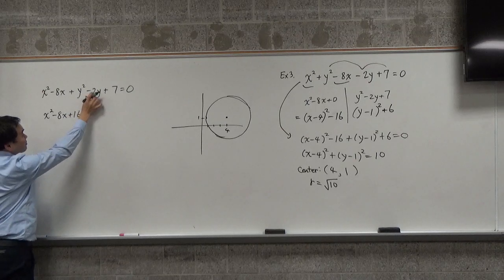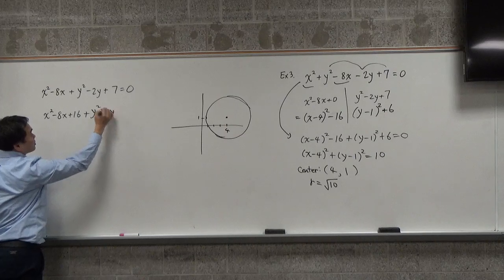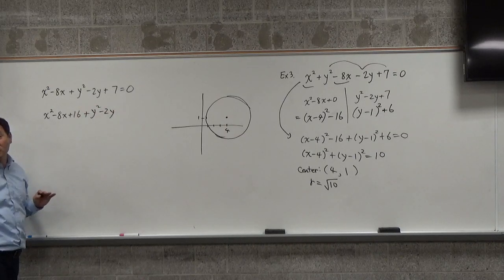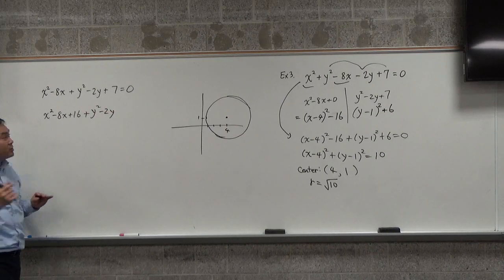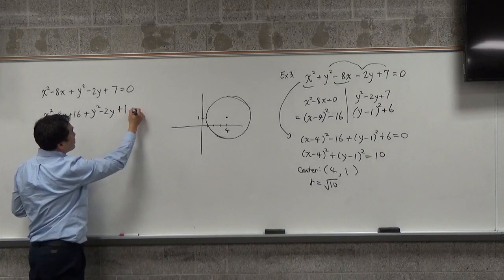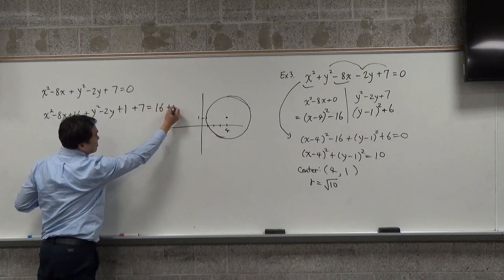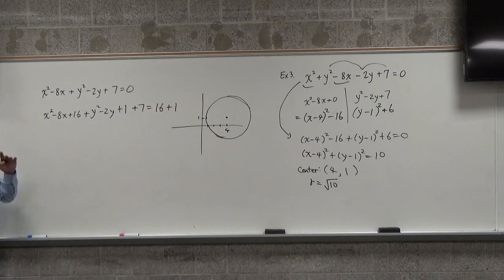Same thing here. What's half of negative 2? Negative 1. If you square it, you get 1, right? So you put plus 1 on both sides. And then plus 7. Remember, we added 16 to both sides, and we added 1 to both sides. Is that good?